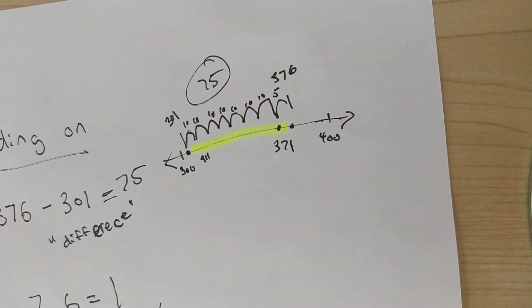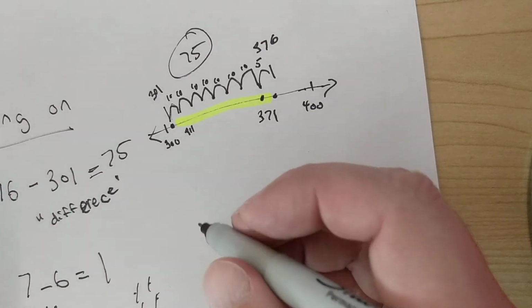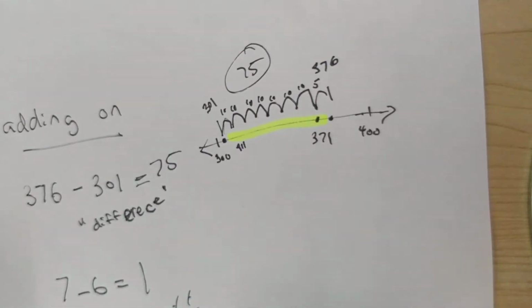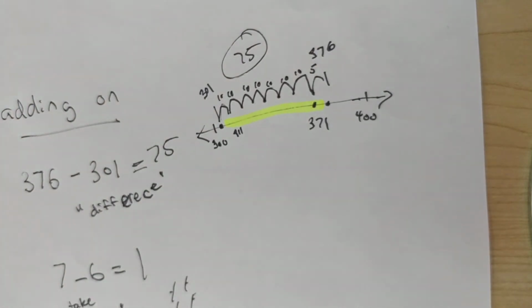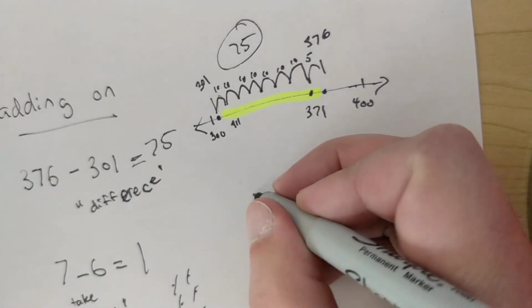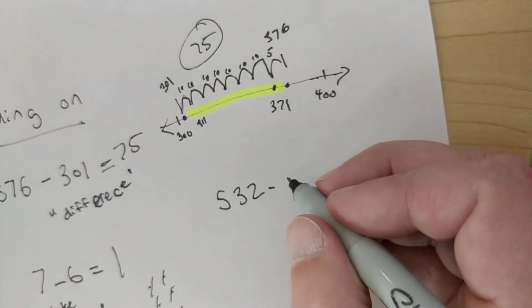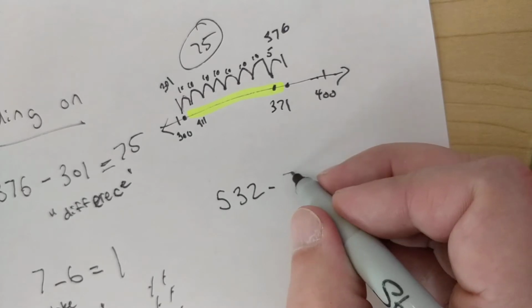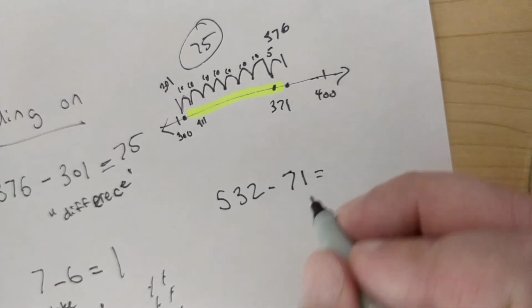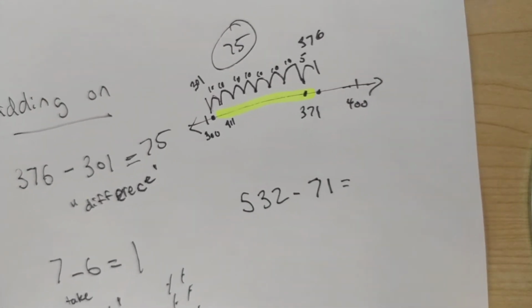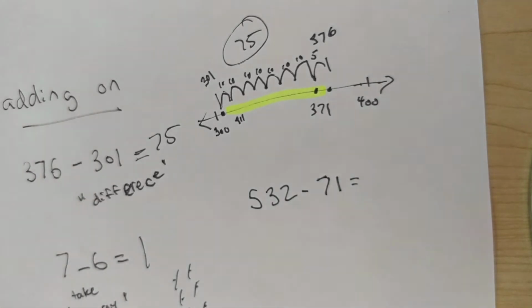Now, if I get pretty good at this and I don't want to use the model necessarily, well, on my test there's going to be one question, so use the model, why not? But if it was more of a real-life situation where you were using mental math, let's take, I don't know, 532 take away, let's do something a little different this time. Let's do 71. Okay, so this one's not as easy to see the difference, right? Even with the last question, I could sort of see the difference.